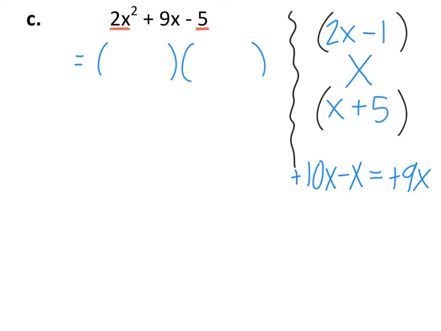So if we don't get the correct numbers, or we get them the wrong way around first time, then we just need to rub it out and start again. We have managed to get the correct numbers in the correct two brackets first time. So now we should write them down over here. 2x take away 1 in the first bracket and x plus 5 in the second bracket. That's our trinomial fully factorised, and that's the end of the question.